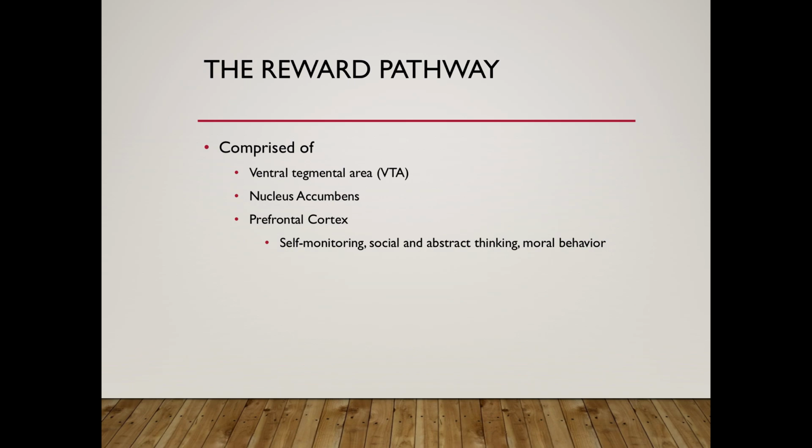So our reward pathway, which we'll focus on primarily, is comprised of the ventral tegmental area, the nucleus accumbens, and prefrontal cortex, right? And so that prefrontal cortex is what's responsible for self-regulation and monitoring, abstract thinking, social behavior, and moral behavior. And that's where, when we see, especially on TV, the very serious cases, which are not far off from the truth when you watch the documentaries, where people are selling family heirlooms, doing illegal things to get high, because this has diminished, and so this has gone out the window, right?